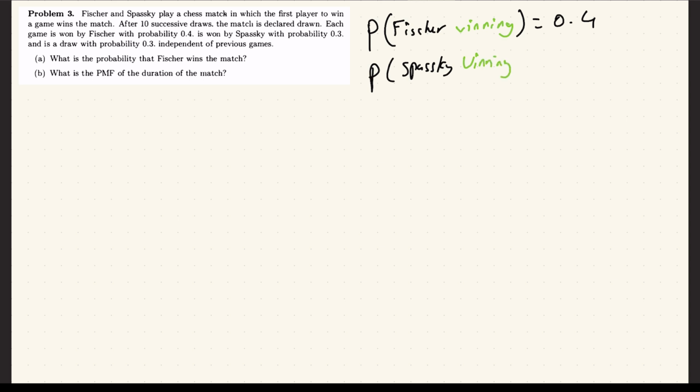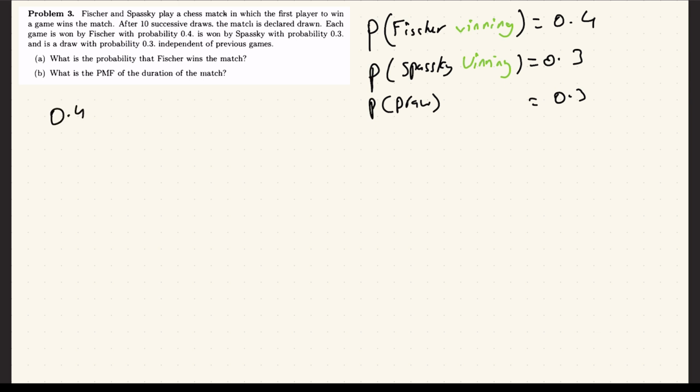Now, writing down what we know, the probability of Fischer winning is equal to 0.4. The probability of Spassky winning, or Fischer losing, is 0.3, and the probability of a draw is equal to 0.3. Well, the probability for Fischer winning a game is 0.4.